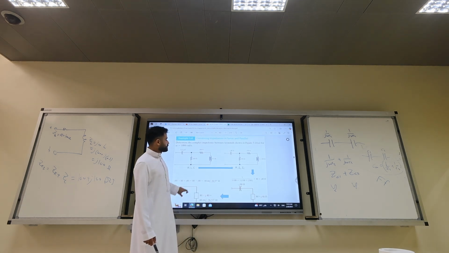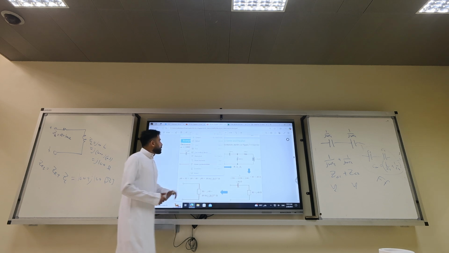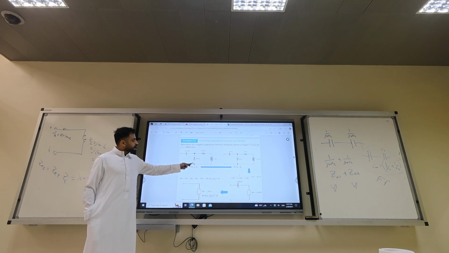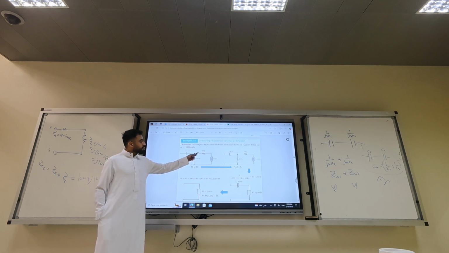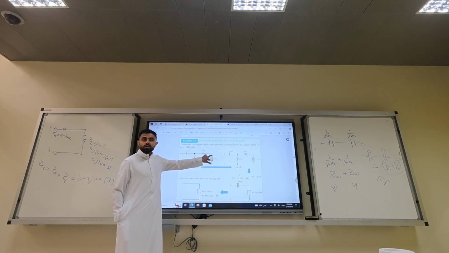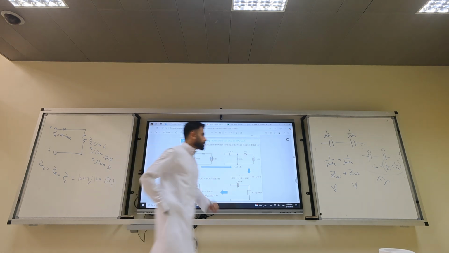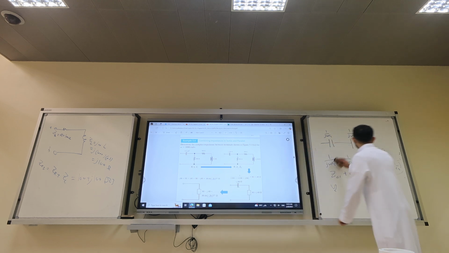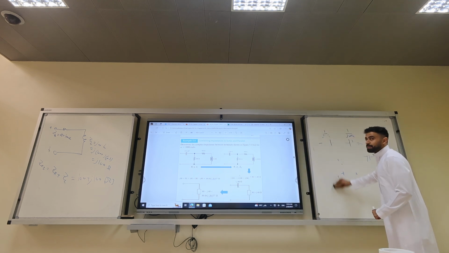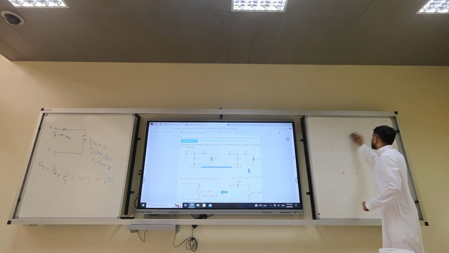Another example. Let's say we have a capacitor, and then we have an inductor, a resistor, and then another resistor, and then an inductor. We are professionals. What's the first step? Right, the impedance equivalent circuit.